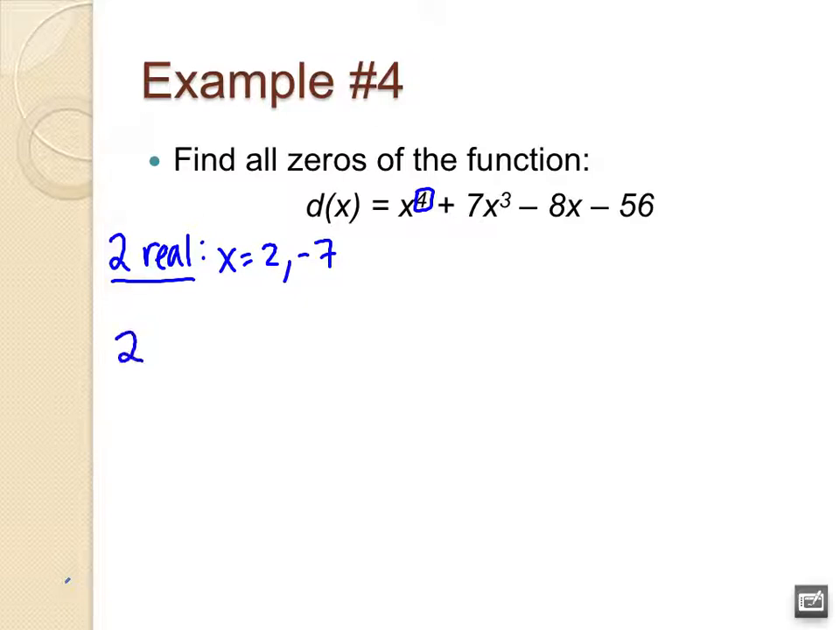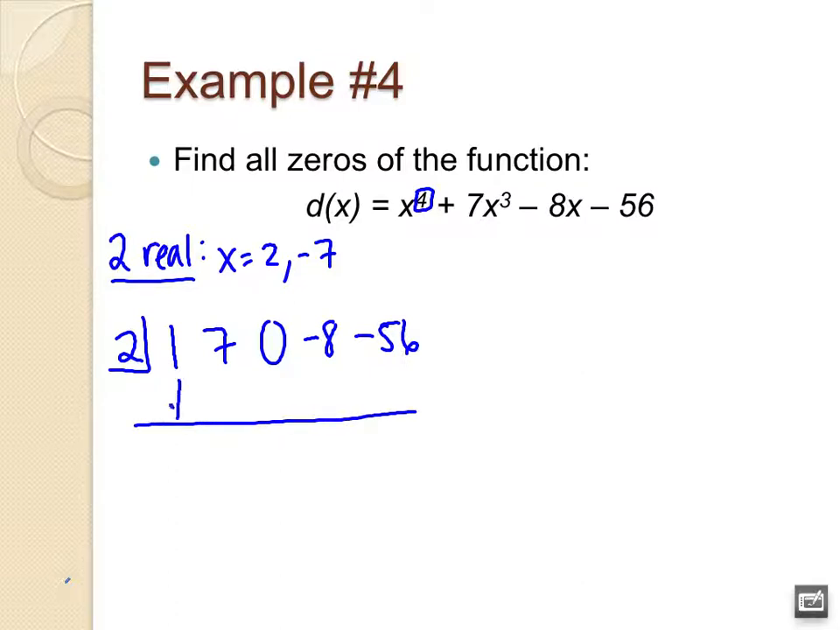I'm going to start with x equals 2, so put 2 in the box. My coefficients then are 1x to the 4th, 7x to the 3rd, 0x squared, negative 8x, and negative 56. Bring down my 1. 1 multiplied by 2 is 2. 2 add 7 is 9. 2 multiplied by 9 is 18. I get an 18 there.